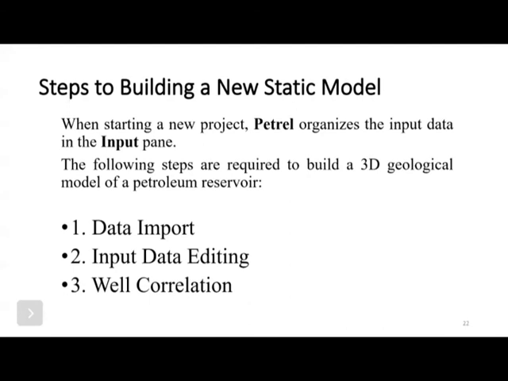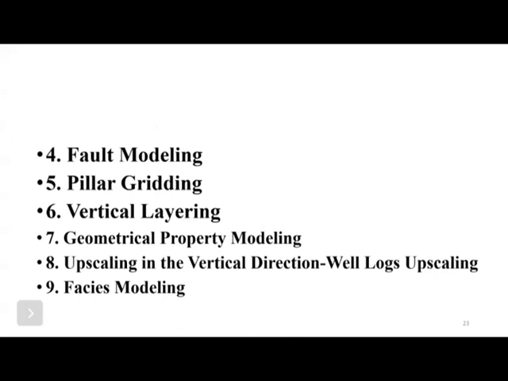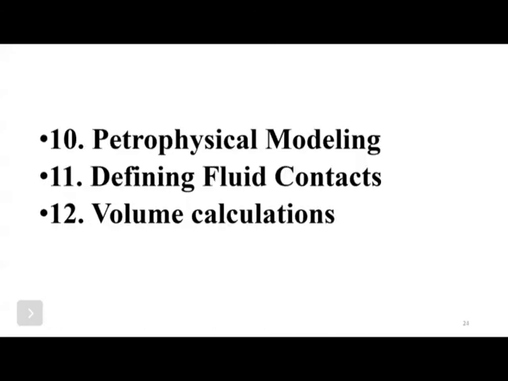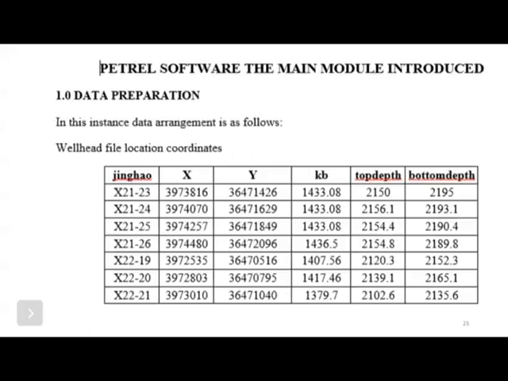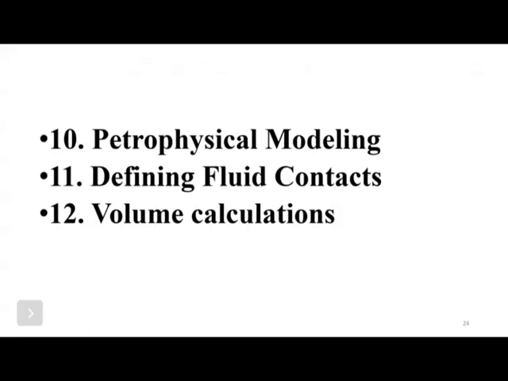First, to input data, we are going to add data. We need to do well correlation. After well correlation, we are going to do fault modeling. There is something called pillar gridding, vertical layering, geometrical property modeling, upscaling for vertical direction and well logs, and facies modeling. Also, we're going to do petrophysical modeling, define fluid contacts and volumes, and the volume calculation.